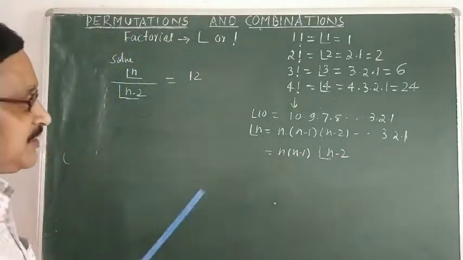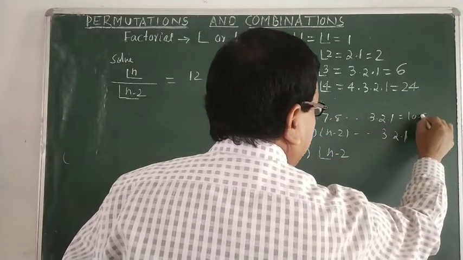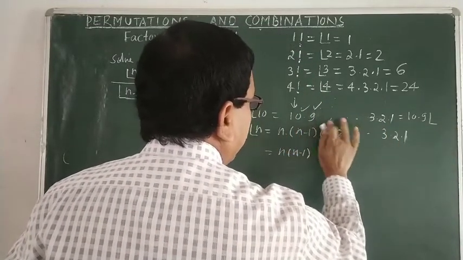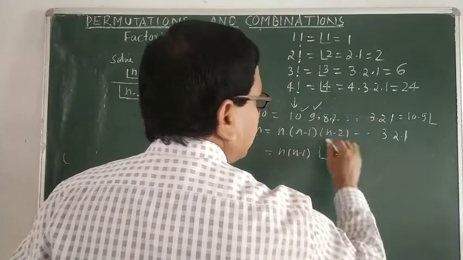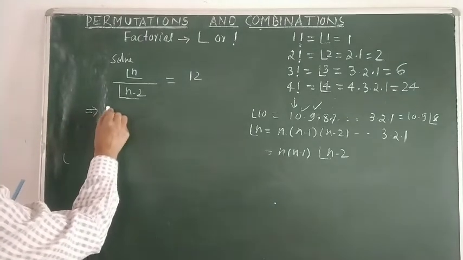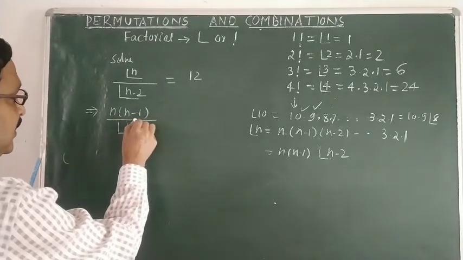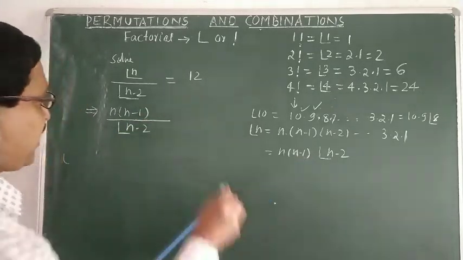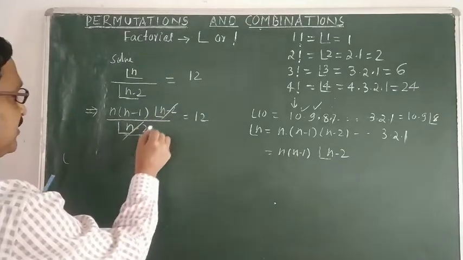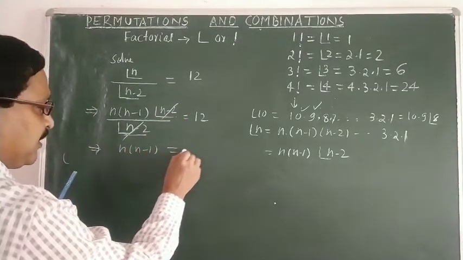As I have already suggested to you, if 10 and 9 are taken common, 10 into 9, the remaining is factorial 8. Likewise, this means n into n minus 1 into factorial n minus 2, divided by factorial n minus 2. So this is 12, and this is cancelled by this. Now we are getting n into n minus 1 which is equal to 12.